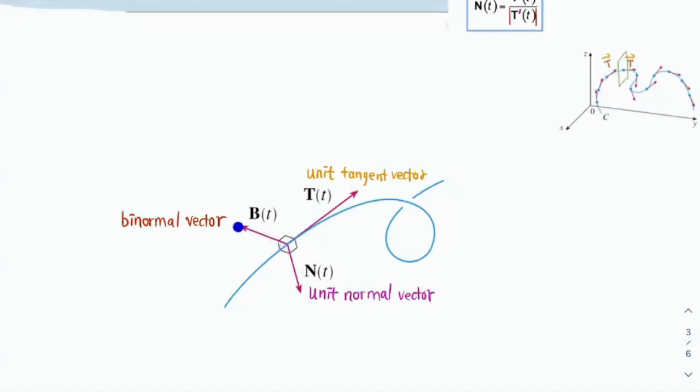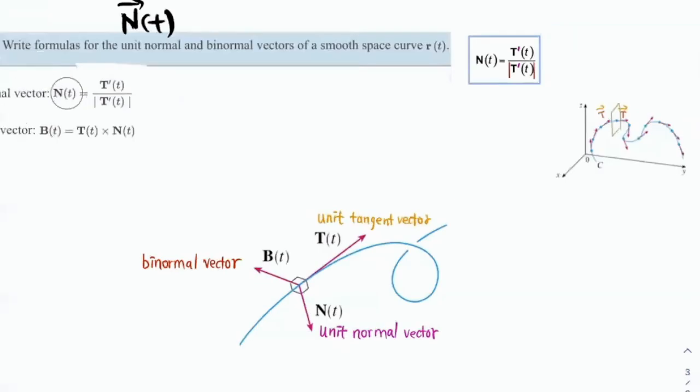And then what about the binormal vector? How is the binormal vector defined? It is the cross product of this one and this one. So it will be this. So we have this one over here.